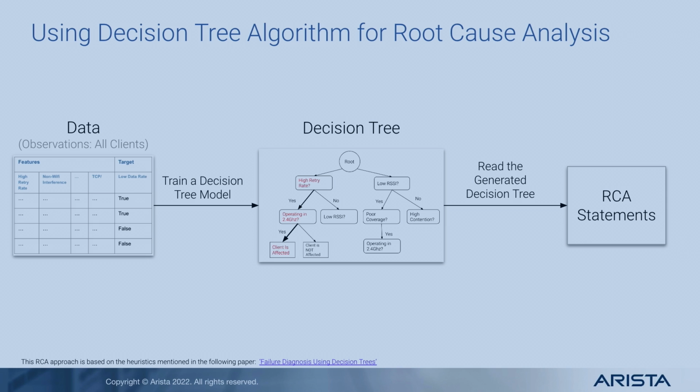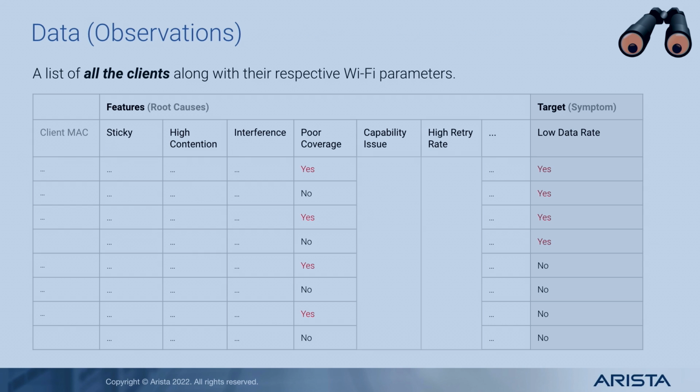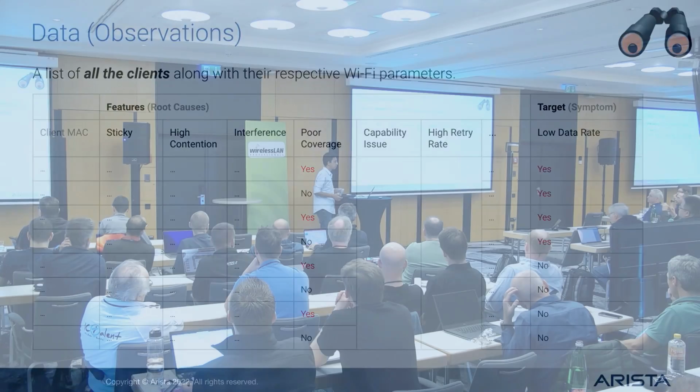So we'll get into that, but let's look at what data we need to provide to any algorithm for that matter. So we need a list of all clients along with their Wi-Fi parameters, not only the ones that are affected. Okay, this is a really important point. Can anyone tell me why that's the case? Why can't I just have a look at the clients that are affected? Why do I need all clients?